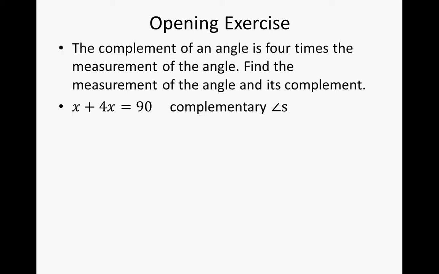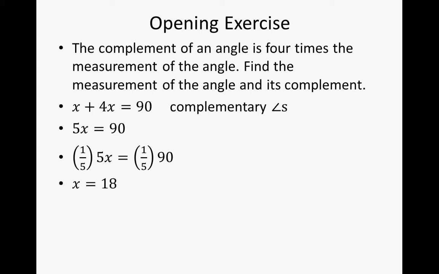It would be x plus 4 times x, because we have the angle, plus 4 times that angle, and it's equal to 90 degrees because we're talking about complementary angles. When we simplify by collecting like terms, we have 5x equals 90. So to isolate x by using the multiplicative inverse, which is our multiplication property of equality, we would multiply each side by 1/5. And so 1/5 of 90 is 18. So x is equal to 18.